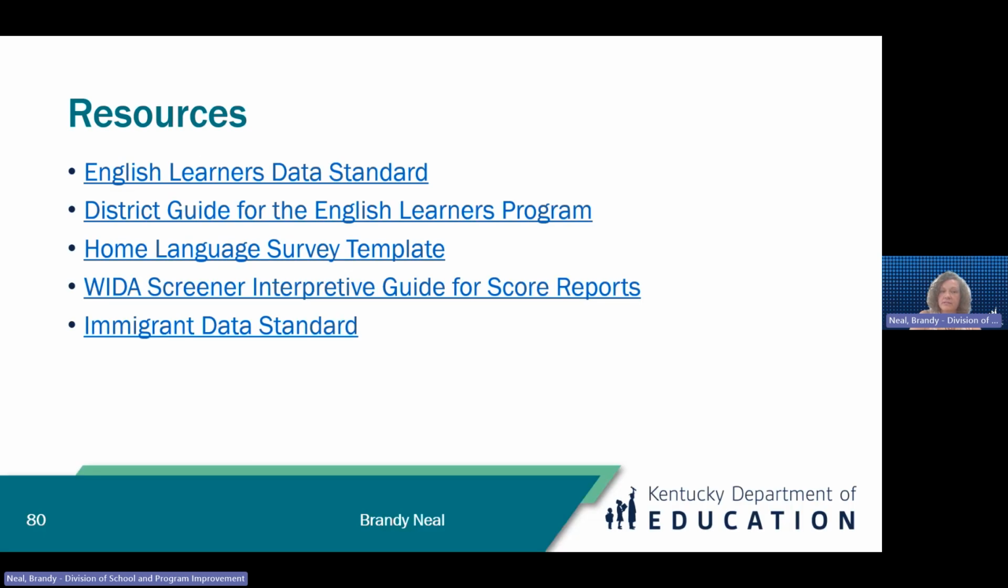I have linked some great resources at the back of this presentation. The data standards are linked, and they are updated annually, or if any laws or regulations change. If you have not read through the District Guide for English Learner Program, it walks you through all of the regulations and requirements for your Title III program. I have linked the home language survey template. Remember that you have to use KDE's HLS. And the WIDA Screener Interpretive Guide for Scored Reports is also linked. So if you have any questions, you can reach out and let us know.